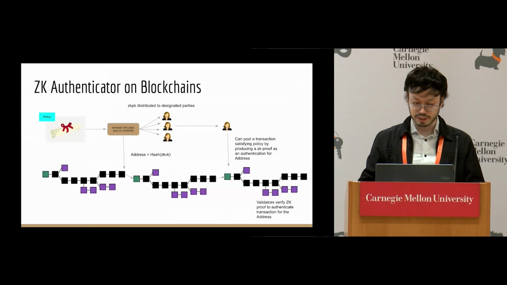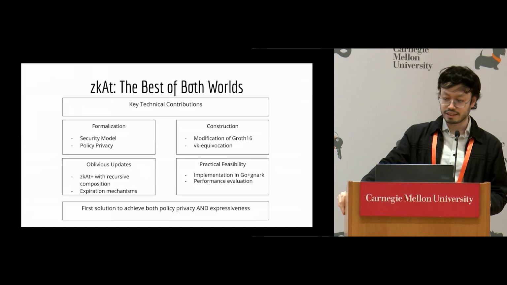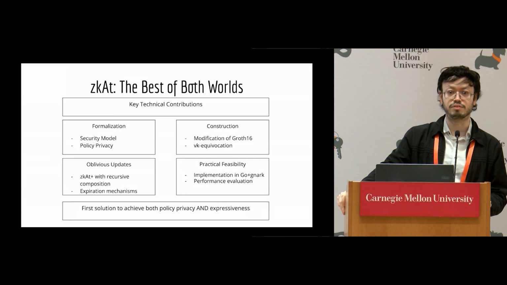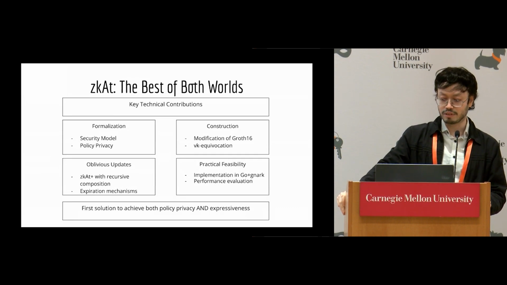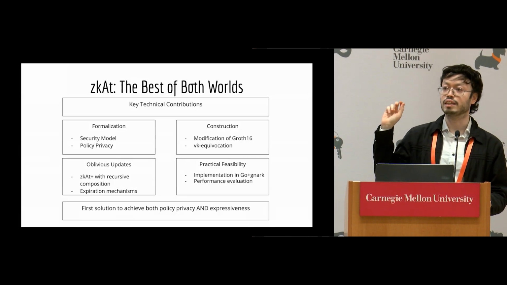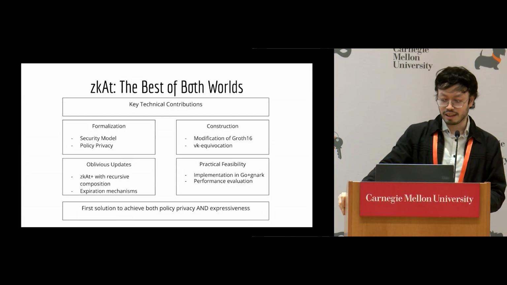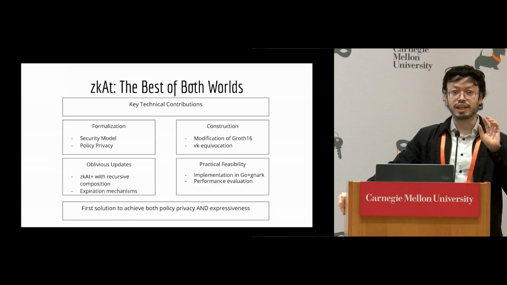So what we come up with is a scheme called zkAt, Zero Knowledge Authenticator, with policy privacy. So what this gives us is we claim that this is the first solution to achieve both policy privacy and expressiveness. So the key technical contributions we make are fourfold. I'll go into a bit of detail into each of them, but maybe not too much today. So we formalize this goal of hiding the policy itself by what's visible on the chain.